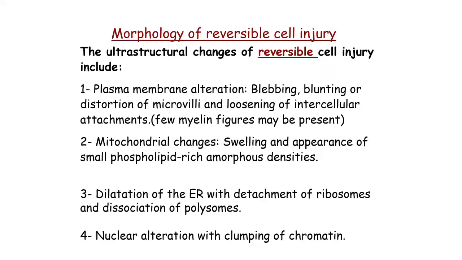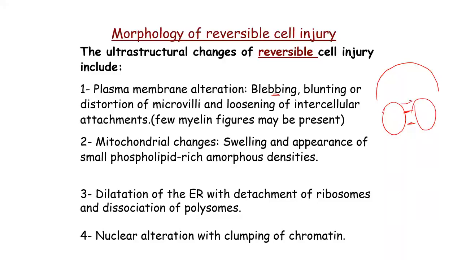The ultrastructural changes of reversible cell injury that we have seen in the diagram are written here. The plasma membrane alterations show blebbing, blunting, or distortion of microvilli due to this marked swelling. If I have some microvilli, I'm going to lose the microvilli. Loosening of intercellular attachment. If I have these cells together, they are attached by desmosomes.